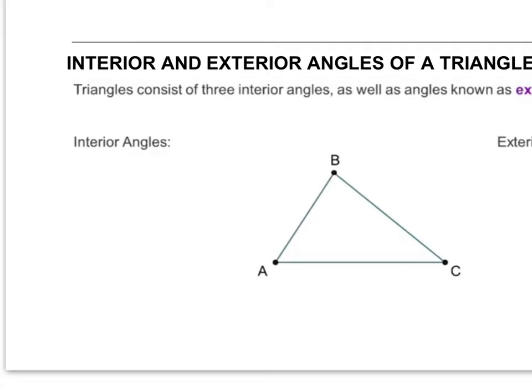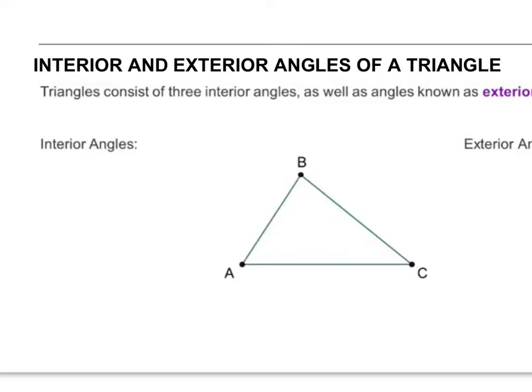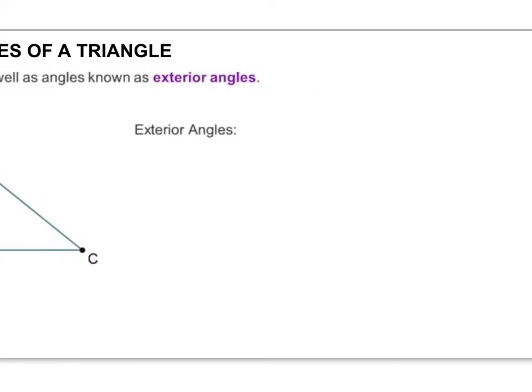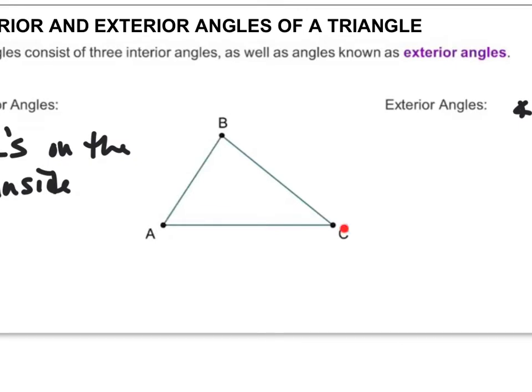We've already kind of talked about this: interior angles are angles on the inside, and that would be angle A, angle B, and angle C. Those are the ones on the inside. Exterior angles are angles on the outside. Now it's kind of hard to see that because you're like, wait a minute, where do I have angles that are on the outside? I don't really see anything.